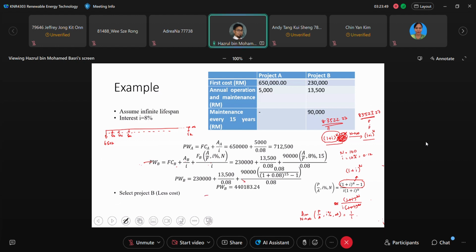Okay, 1 over I. So in this case, we have AA over I. This is project A, the annuity for project A over I. So in this case, we calculate 650,000 plus the annuity, which is equal to 5,000, divided by the interest factor 0.08, and we get 712.5 thousand ringgit. That is project A.